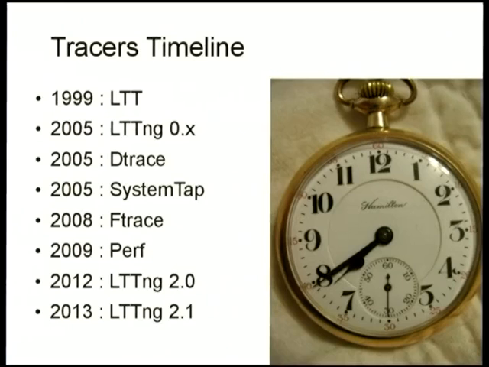It first started as LTT in '99. It got a big upgrade in 2005 with the first version of LTTng, Linux Trace Toolkit Next Generation. Around that time, we saw DTrace and SystemTap appear, and a little bit later, ftrace and perf, which are in the Linux kernel.